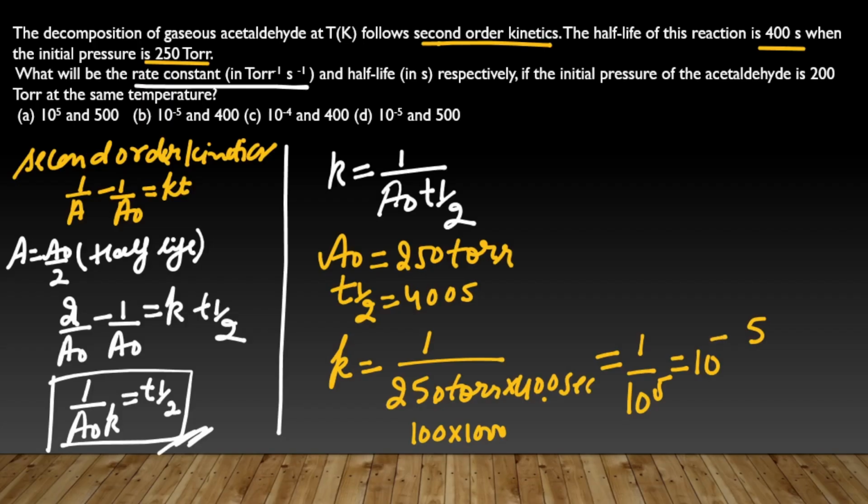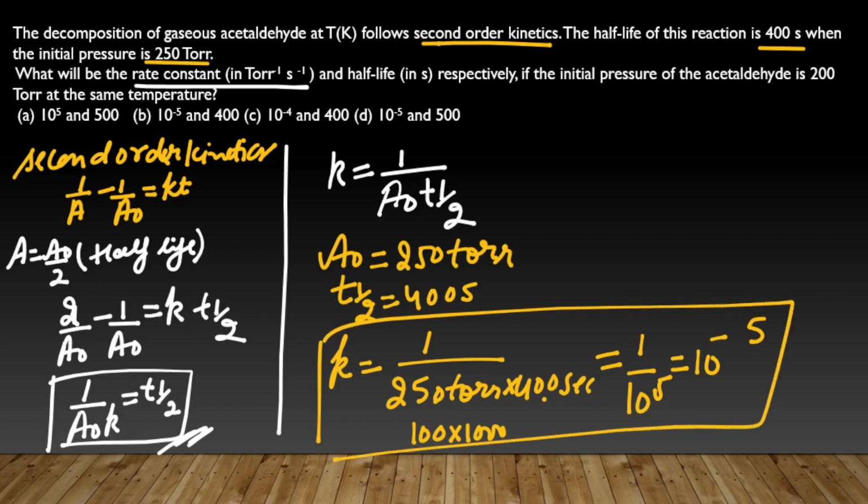This is my rate constant, 10 raised to the power of minus 5. So the first part we have solved. Next, we have to find the half-life if the initial pressure is 200 torr.